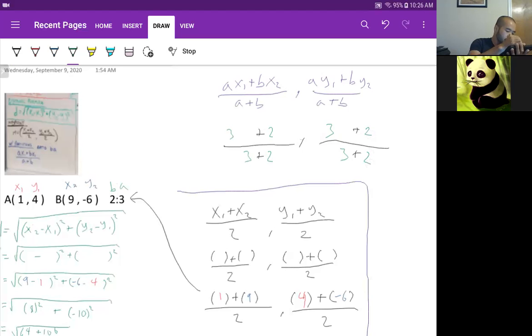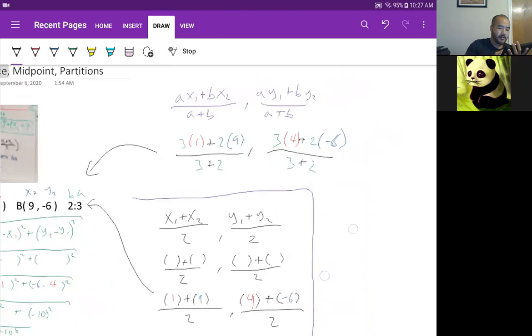X1 is 1. So X1. Y1 is 4. X2, these blue ones, so X2 is 9. Y2 is -6. Lose anybody? It's just matching, so I'm using the stuff from over here. All right, let's keep going then.